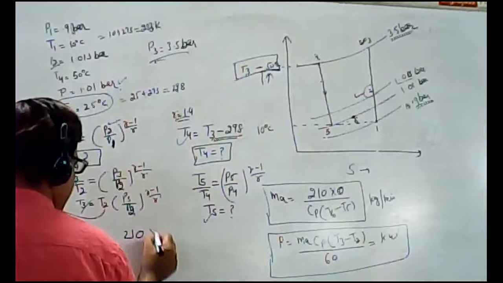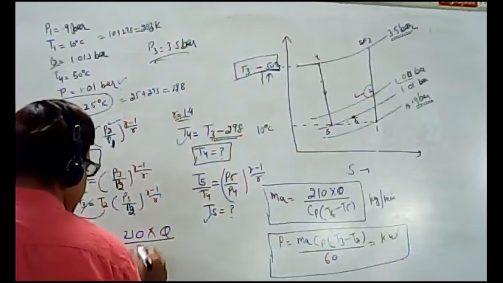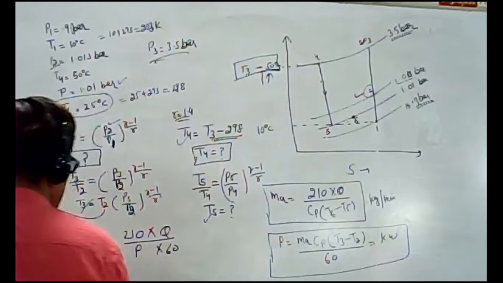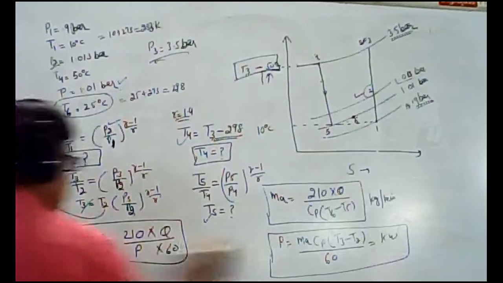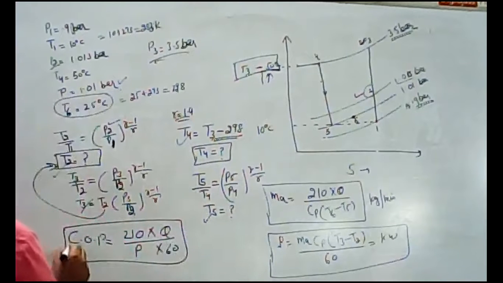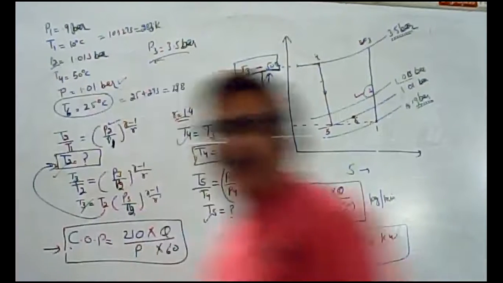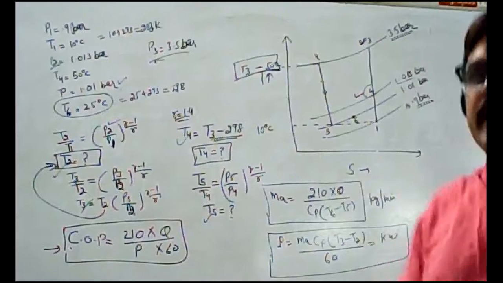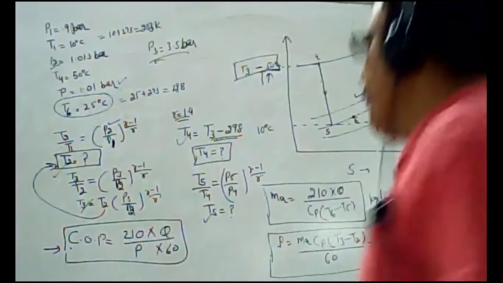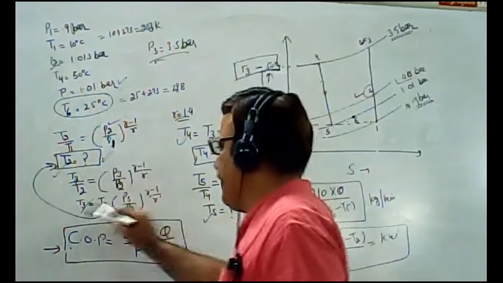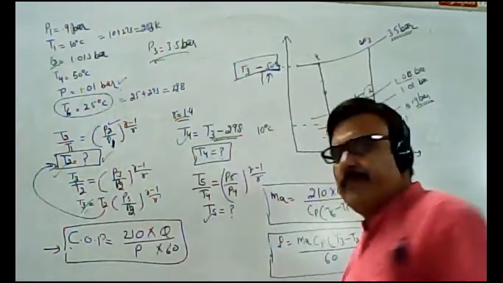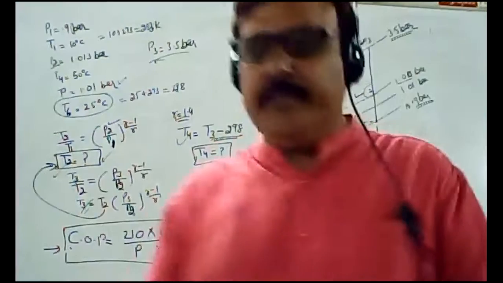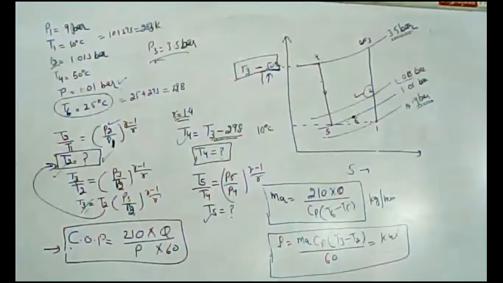210 into Q divided by P into 60. By putting this value into this equation, you can find out the value of the COP. Okay. So find out all the values. Hurry up. Temperature T1, T2, T3. So you have to find out the value of T2, T3, T4, T5.